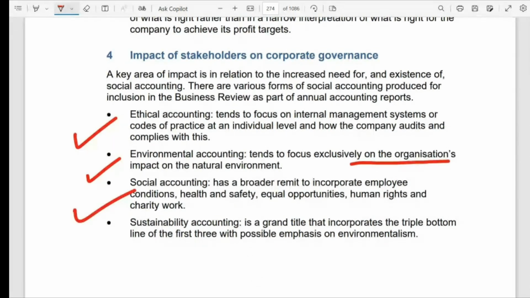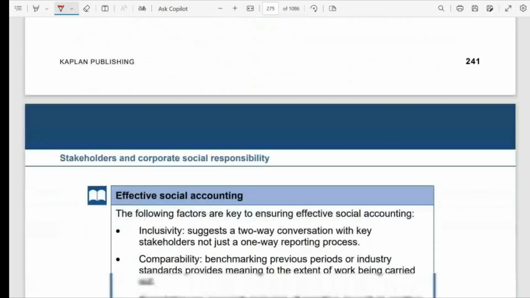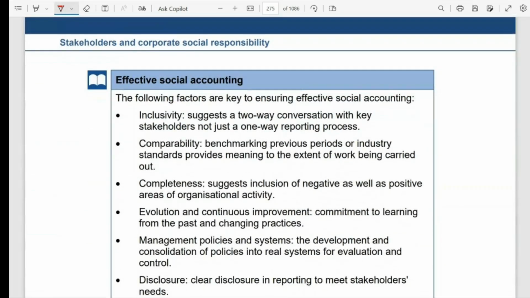Social accounting has a broader remit to incorporate employee conditions, and sustainability accounting is a grand title that incorporates the triple bottom line. The factors ensuring effective social accounting are inclusivity, comparability, completeness, evaluation, management, and disclosures. So these are all important points you should go through.